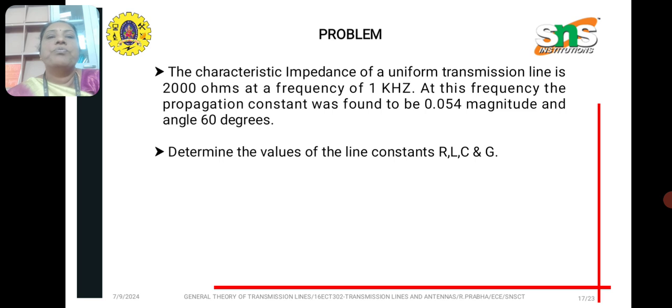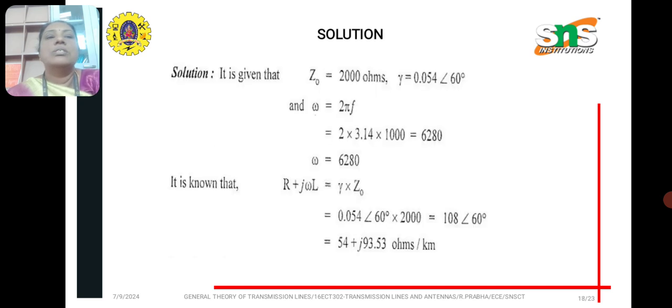And the example problem: the characteristic impedance of a uniform transmission line is 2000 ohms at a frequency of 1 kilohertz. At this frequency the propagation constant was found to be magnitude 0.054 and angle 60 degrees. So determine the values of the line constants R, L, C, G. And we know γ into Z0 is R plus jωL, where ω is 2πf.